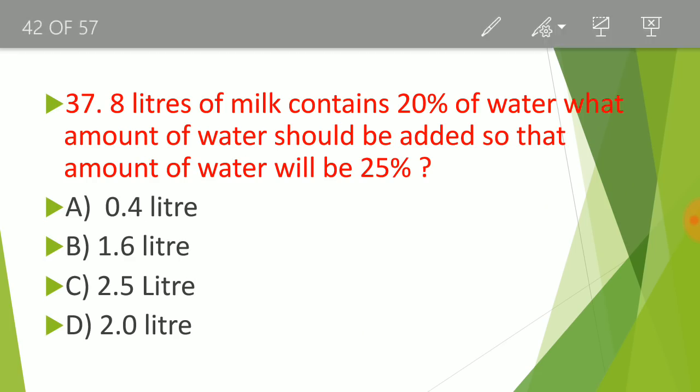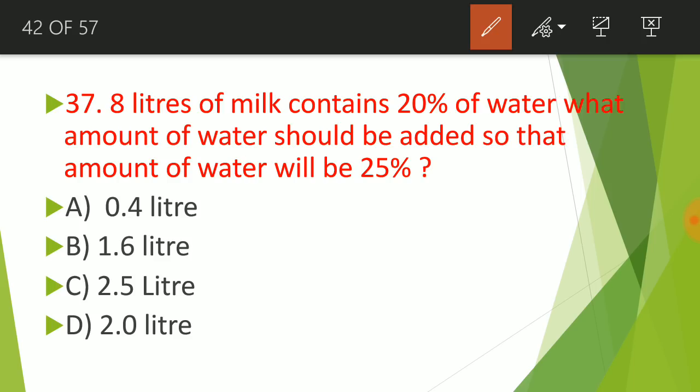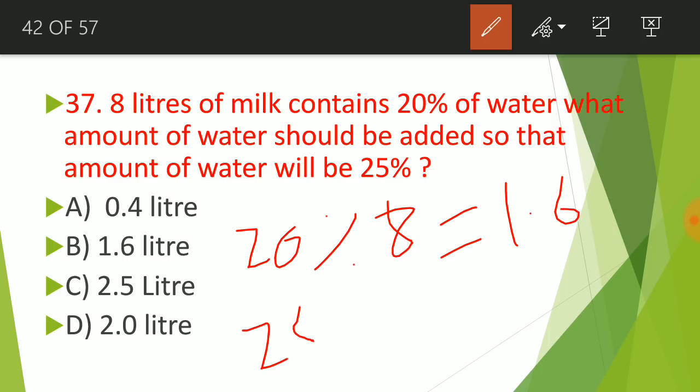Now let us see question number 37. 8 liter of milk contain 20% of water. What amount of water should be added so that amount of water will be 25%? Now let us calculate 20% of 8 liter. This will give us 20% of 8 will give us 1.6 liter. Now let us calculate 25% of 8 liter. That will give us 2 liter. Now if you subtract them, we will get 0.4 liter.